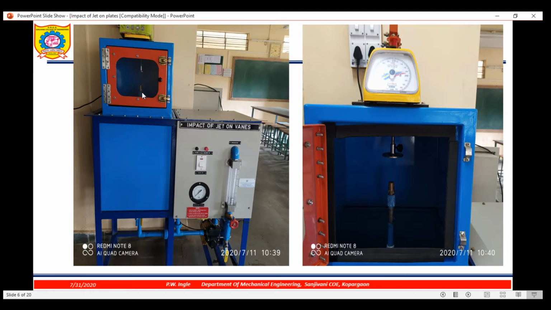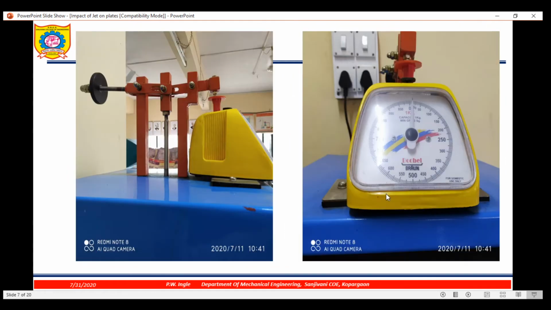This is the acrylic door, this is the nozzle, this is the plate, and this is the tank. The nozzle is provided over here, and this is the suction of the centrifugal pump. This pump will suck the water, and this water will flow through the rotameter, and then again it goes to the nozzle. You can see here the arrangement of plate and nozzle. Now this is the weighing balance to take the reading of actual force directly.